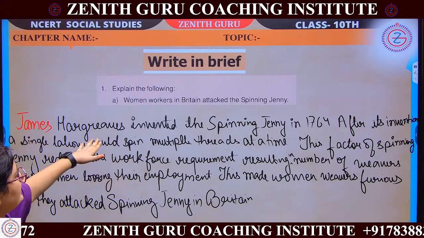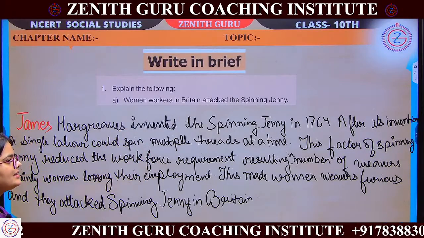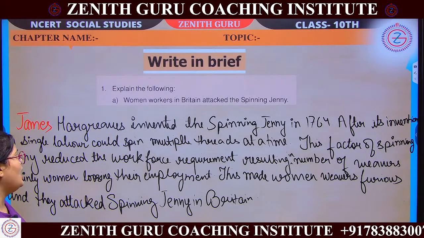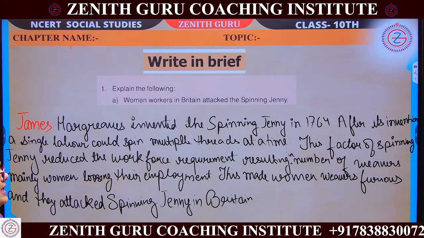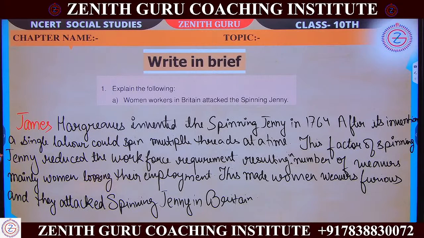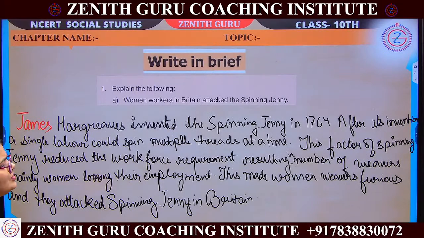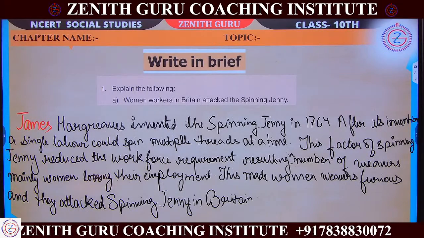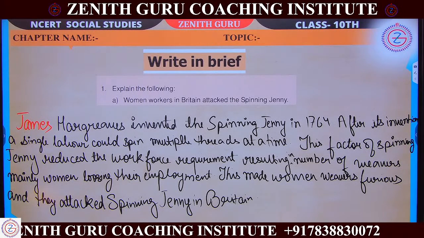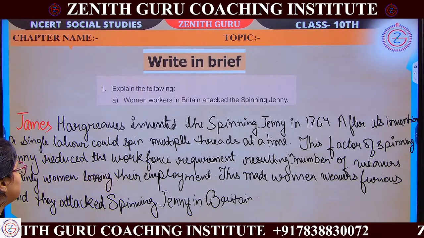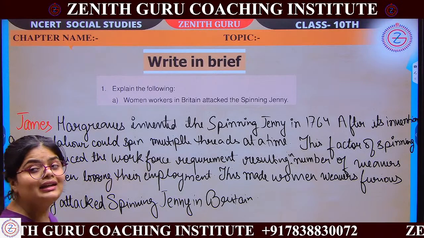Okay, so women workers in Britain attacked the spinning jenny. James Hargreaves invented the spinning jenny in 1764. After its invention, a single labor could spin multiple threads at a time. This factor of the spinning jenny reduced the workforce requirement, resulting in a number of weavers, mainly women, losing their employment. This made women weavers furious and they attacked the spinning jenny in Britain.